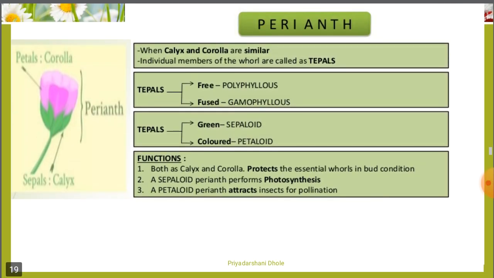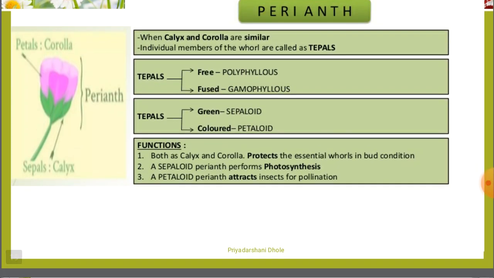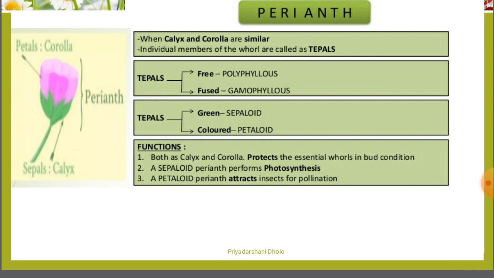Next one is the perianth. When calyx and corolla are similar and we cannot differentiate between them, they are fused and similar, and the individual member of the whorl is called a tepal. You can see in this photograph the petals, which is corolla, and calyx, both united, and there is a formation of perianth.